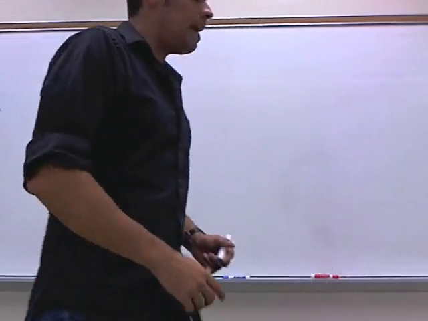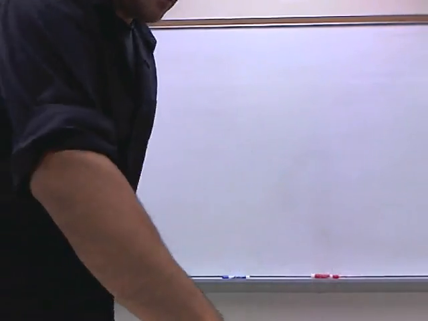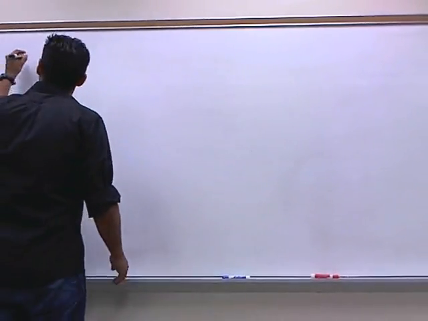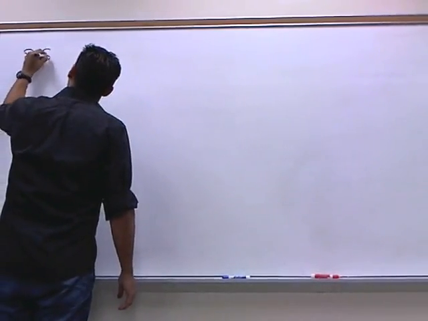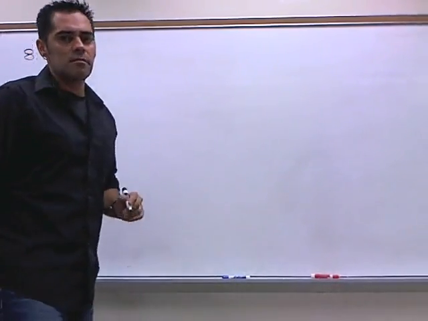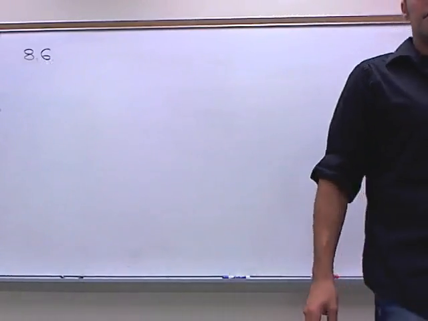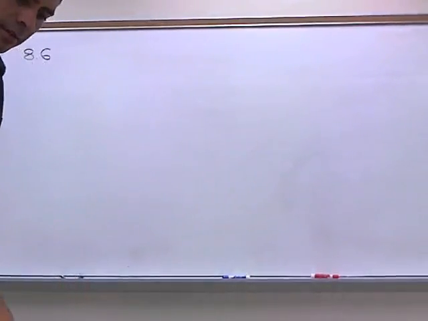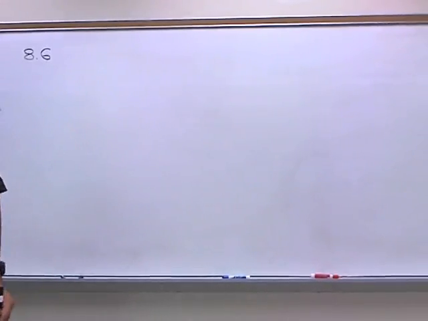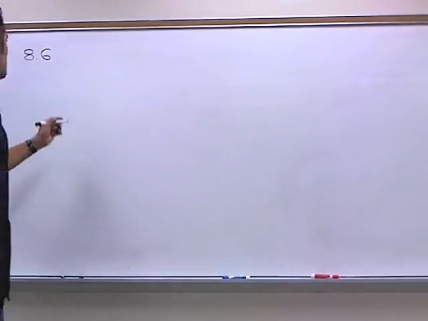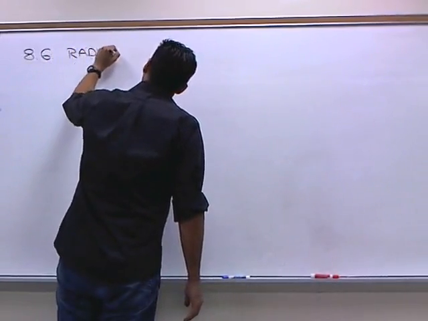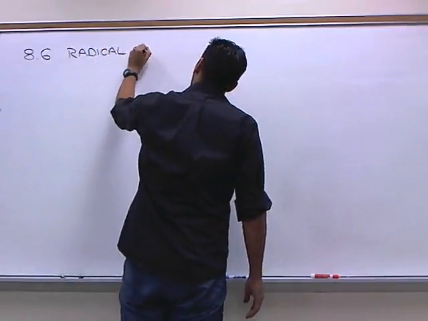But we are going to do 8.6 today out of the book. We're starting a new section. 8.6 is titled Radical Functions and Radical Equations. We are only going to do the equations part of it. We're not going to do the functions. So I'm just going to call this radical equations.